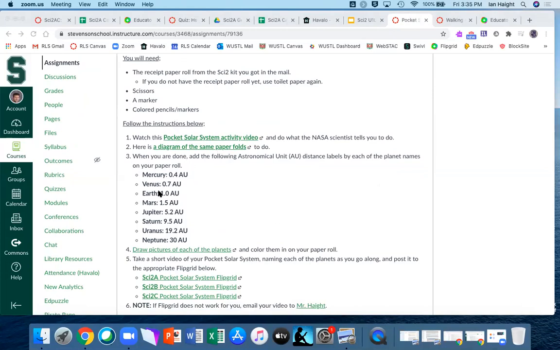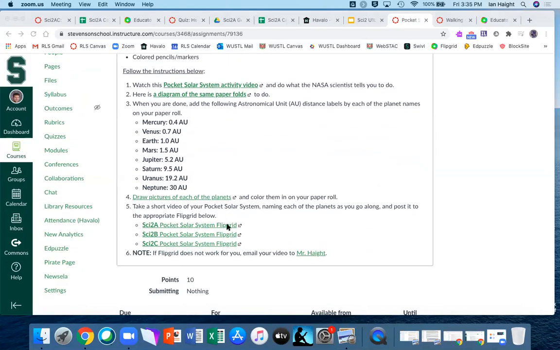But you're going to label Mercury, Venus, Earth, Mars, Jupiter, Saturn, Uranus, and Neptune. And I then would like you to note the distances. Once you have them marked on there, there's the astronomical unit distances for them, because we're going to use that for the next activity. And once you're done with this, just take a quick video of your little strip, post it to the appropriate Flipgrid right there.